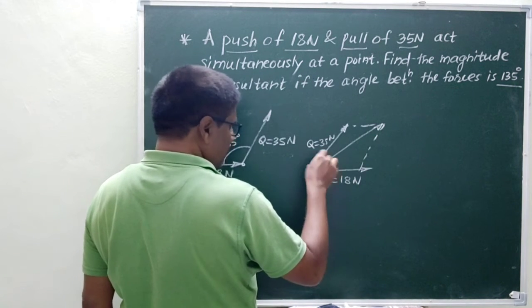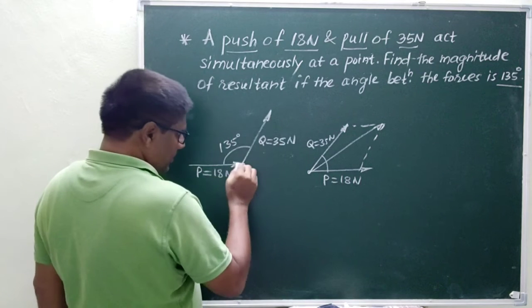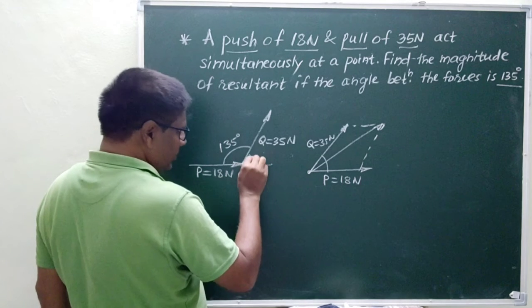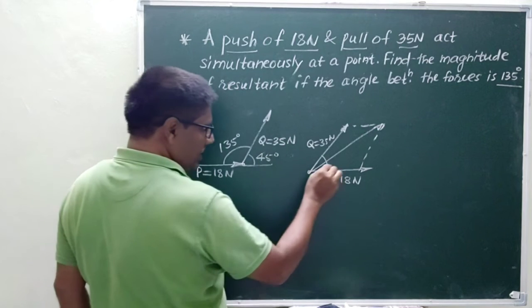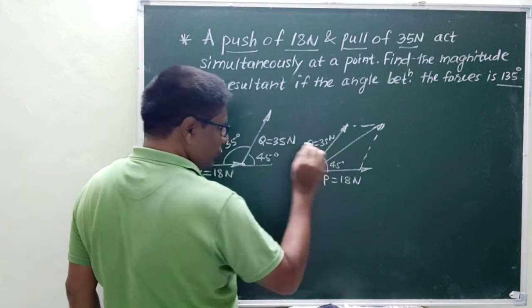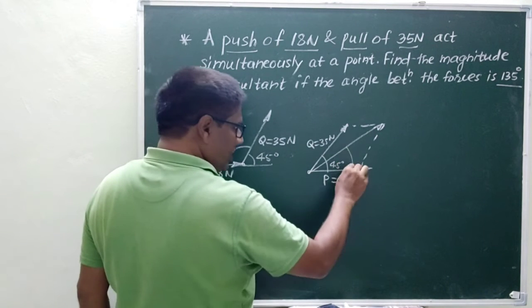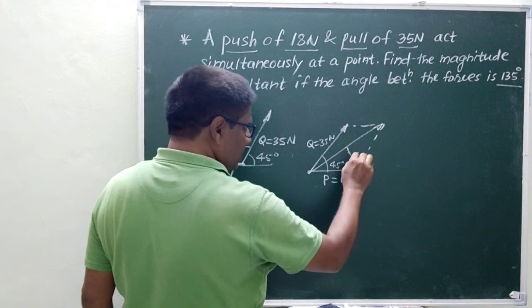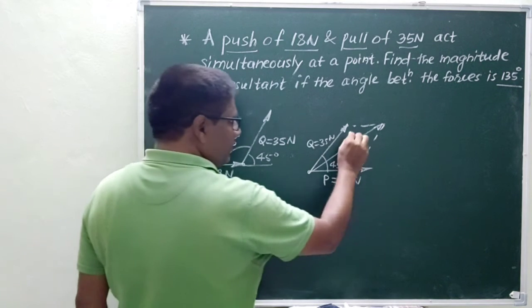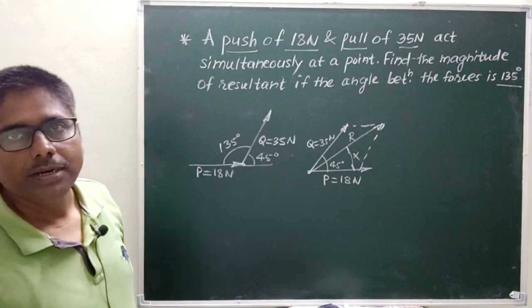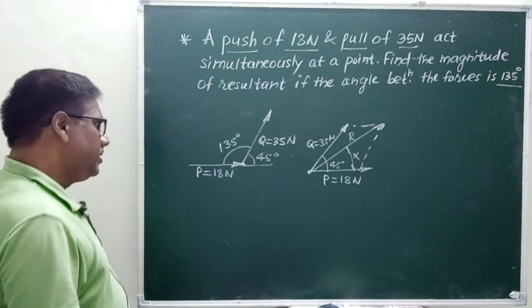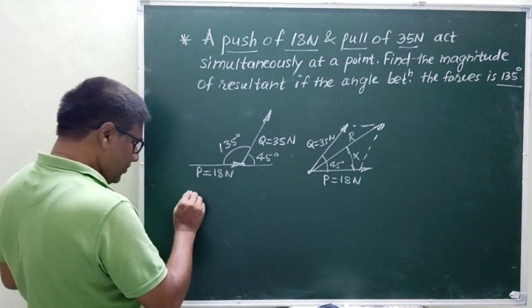This angle is angle between two. As this angle is 135, this will be 180 minus 135. It is 45 degree. We get this angle here, angle between two forces. And if you are interested, you can find this angle as well. This is the angle made by resultant with x-axis, means it gives the direction of resultant. Let's find resultant for this.